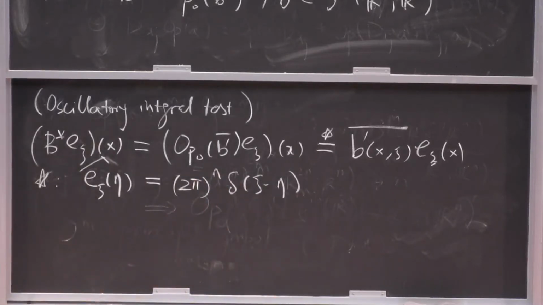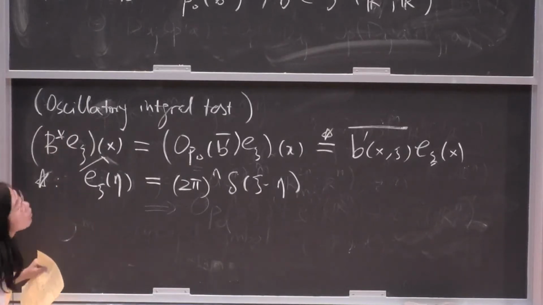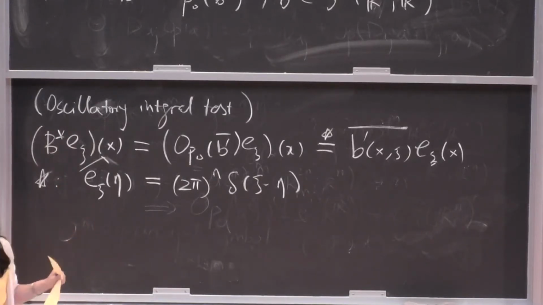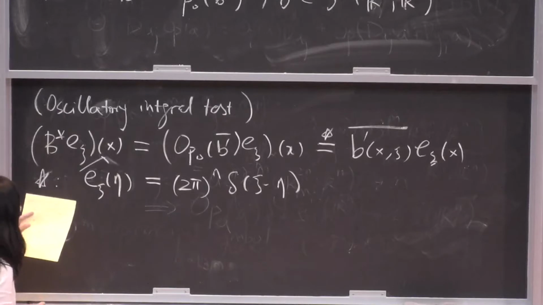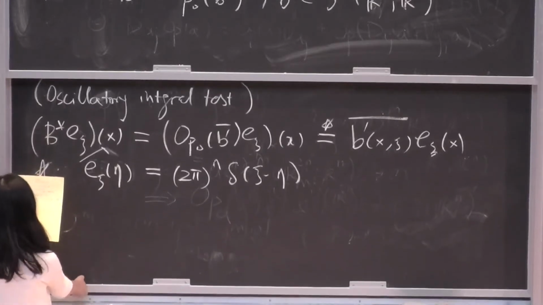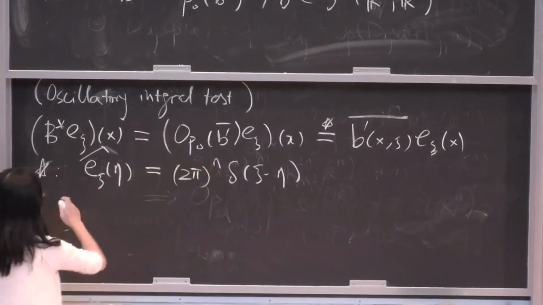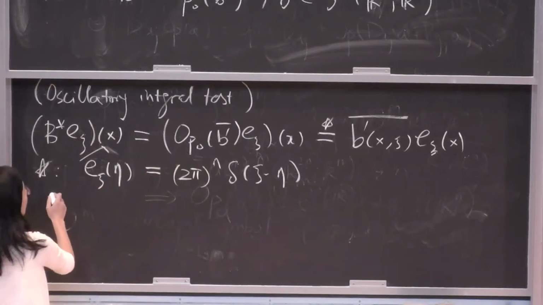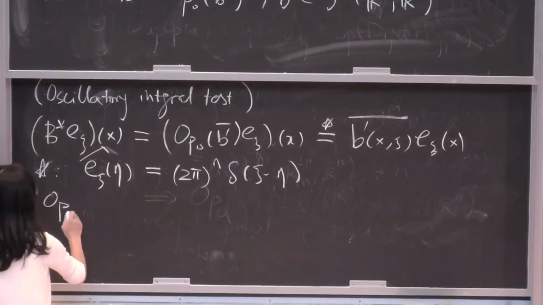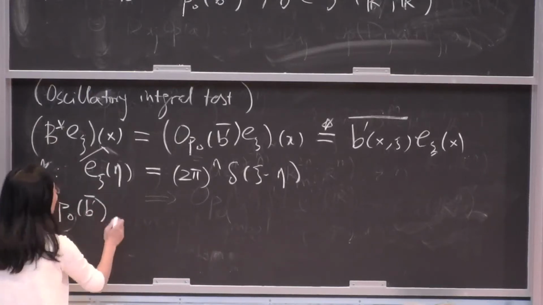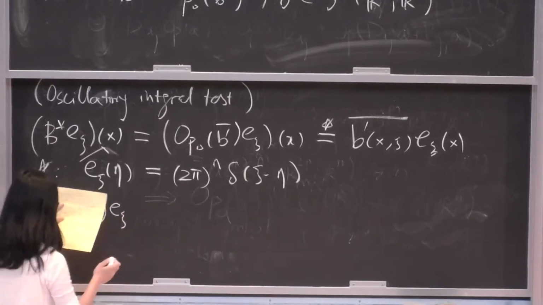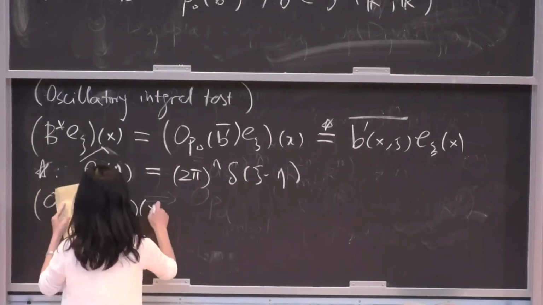Okay, so you can make sense of that using temporal distribution. Or formally, you can just write it out and see that's a delta function. All right, and now using this, let's compute op(b)*, applying op0 b prime bar to e_psi, acting on x.